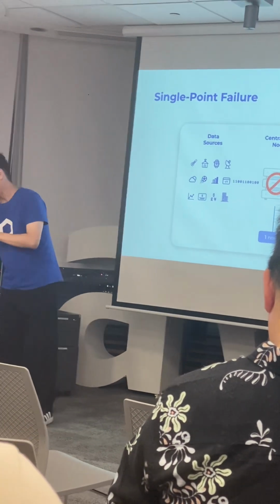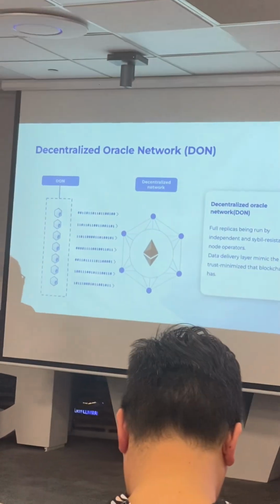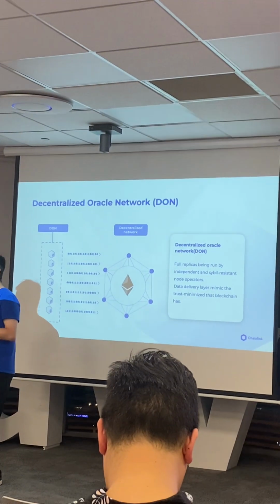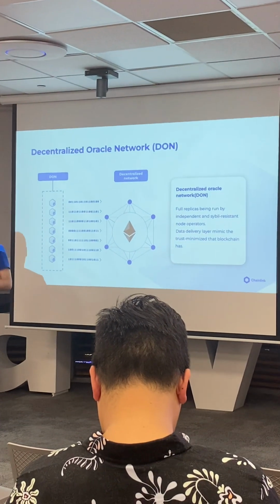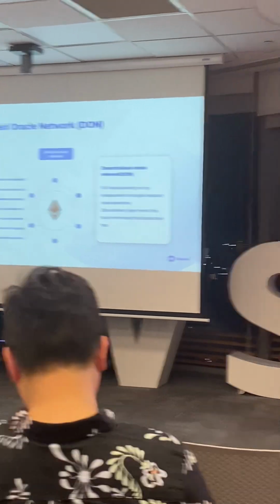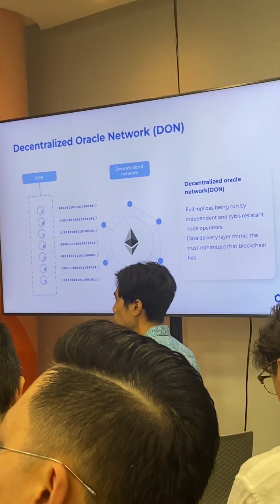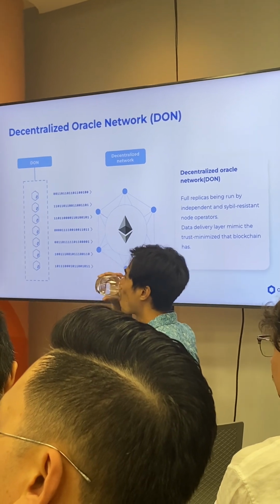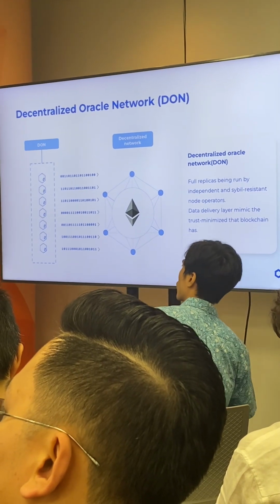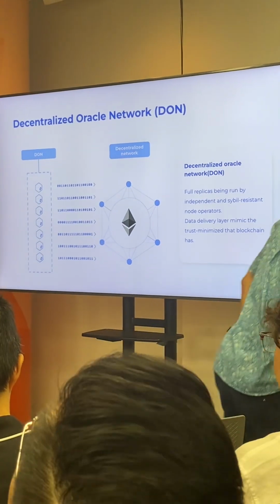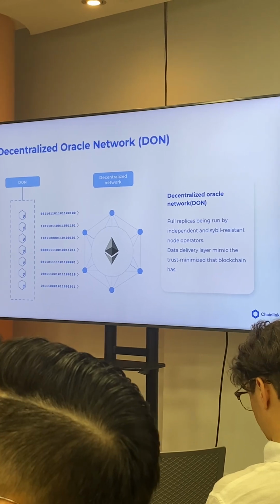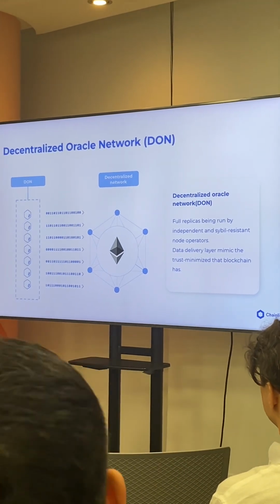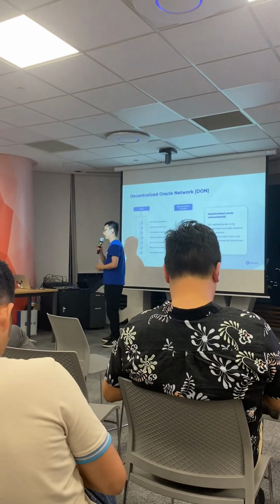And the solution for this problem is called a decentralized Oracle network. By setting up a decentralized Oracle network, we mimic the trust-minimized feature of the blockchain, and we apply this feature in the data delivery layer, or we can call it the Oracle layer, and use a decentralized network to get data from the different data sources, and then we do an aggregation, and finally submit this final report to the on-chain smart contract.